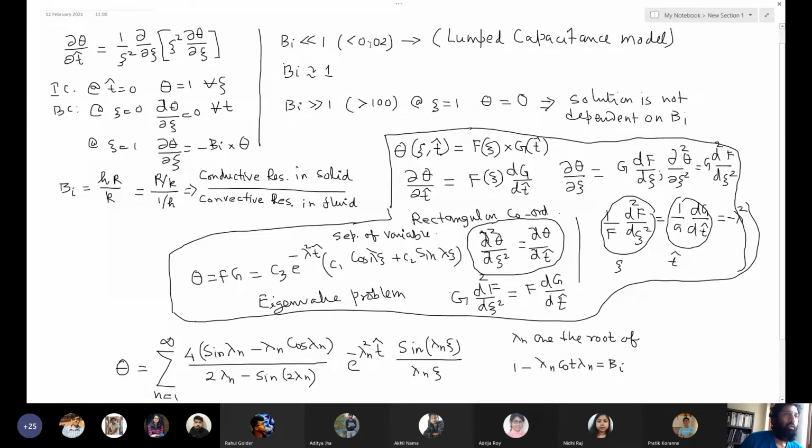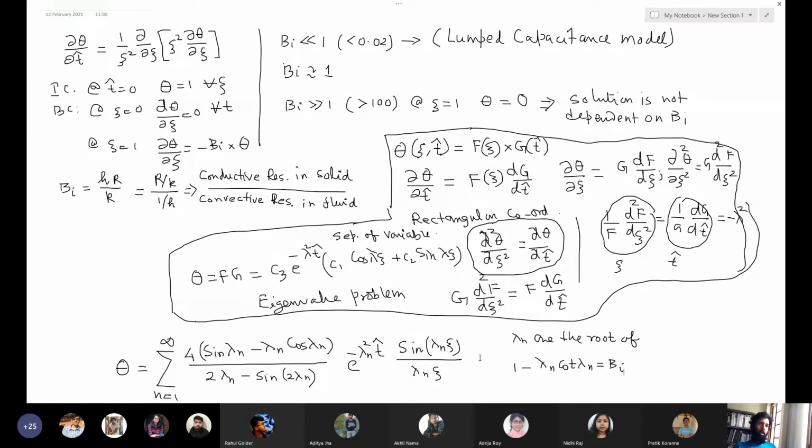Biot number 0.02 onwards till 100, we have to use this solution. And beyond 100, actually we can use the solution for Biot number 100 for any Biot number above 100, because the solution is independent of Biot number. So now I want you to be clear about the solution and when to use this solution.